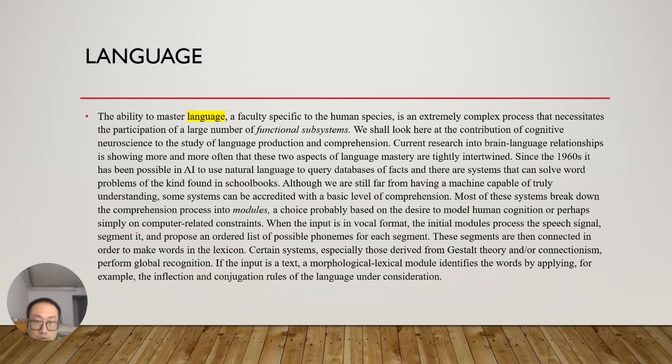When the input is in vocal format, the initial modules process the speech signal, segment it, and propose an ordered list of possible phonemes for each segment. These segments are then connected in order to make words in the lexicon. Certain systems, especially those derived from Gestalt theory and/or connectionism, perform global recognition. If the input is a text, a morphological lexical module identifies words by applying, for example, the inflection and conjugation rules of the language under consideration.